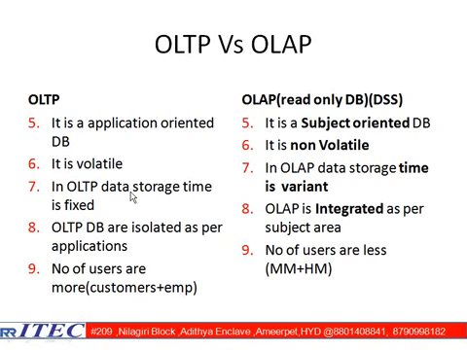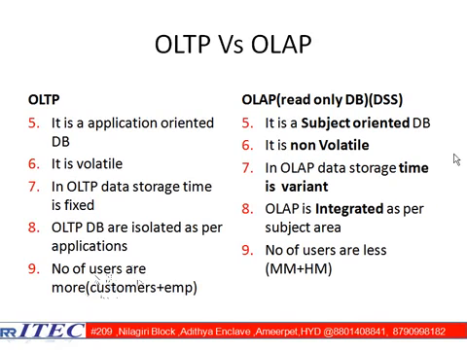Okay, that point we understand very clearly. So OLTP DBs are isolated as per applications. Next, OLAP is integrated as per subject area. Now, the number of users is more here, that is customers plus employees. The number of users is less here, that is middle-level management and high-level management.